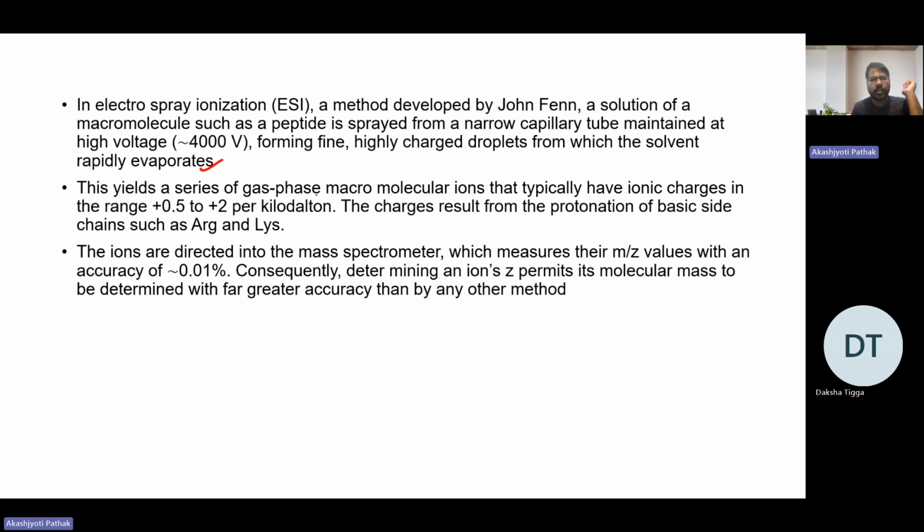Now, this gives a series of gas phase macromolecule ions that typically have ionic charges in the range of 0.5 to +2 per kilodalton. These charges result from the protonation of basic amino acid side chains such as arginine and lysine. So a proton basically gets added, and the charge increases by +1. Now the ions are directed into the mass spectrometer, which measures their M/Z values with an accuracy of 0.01%.